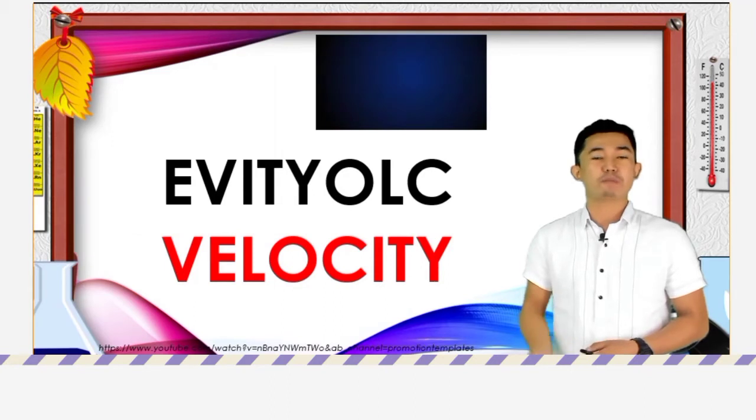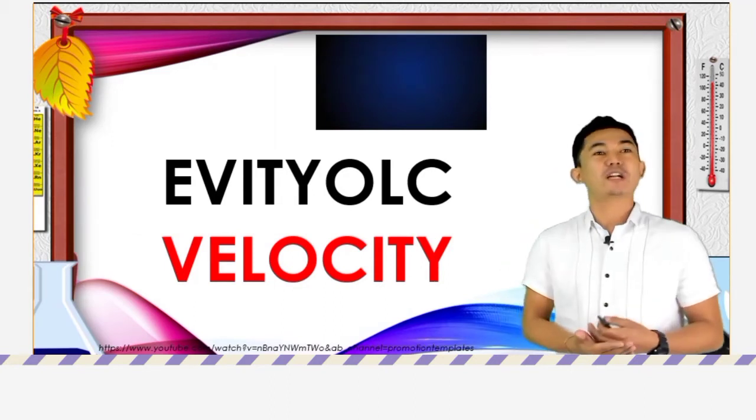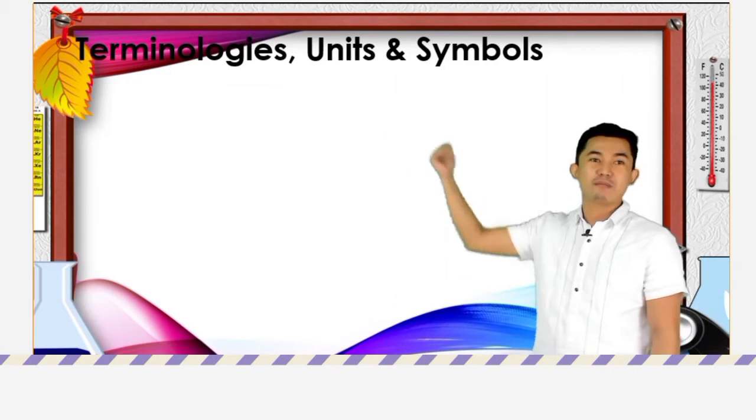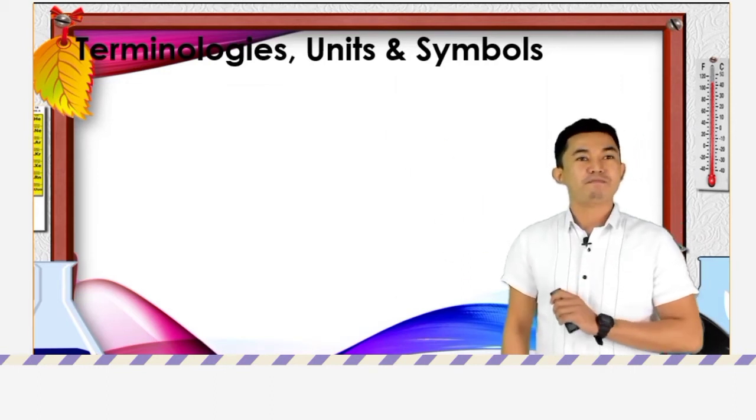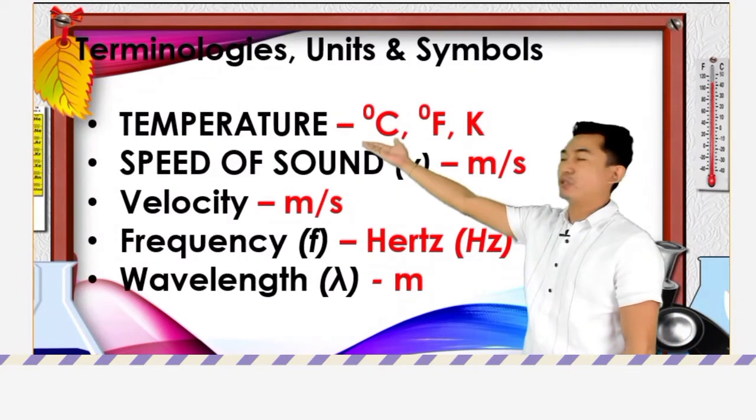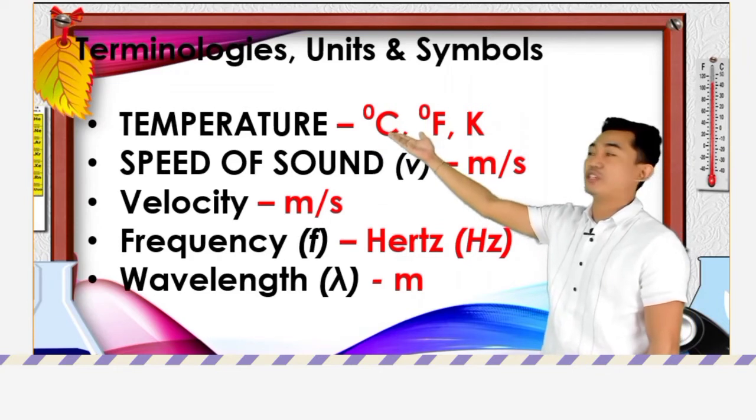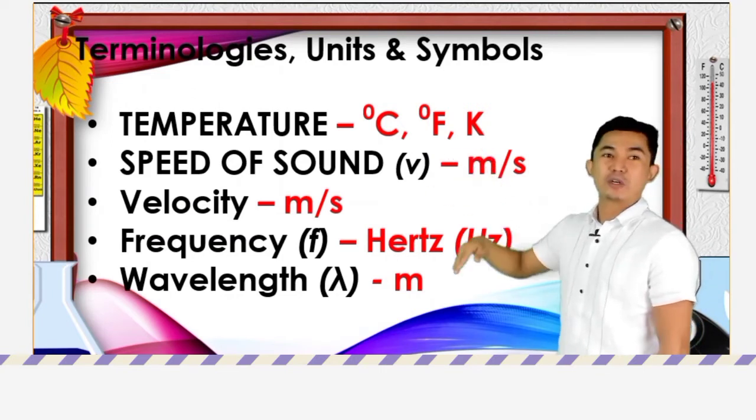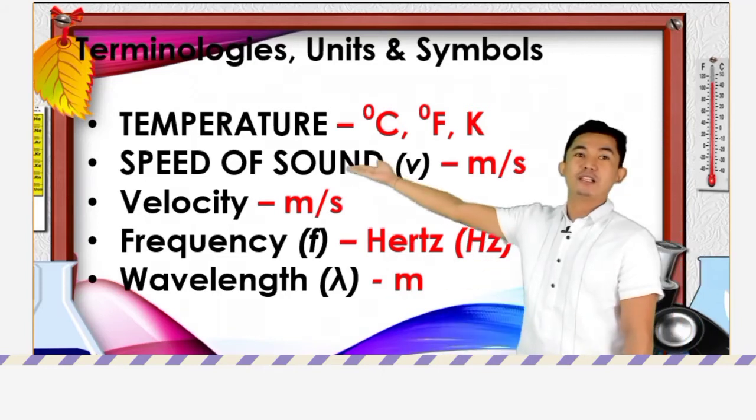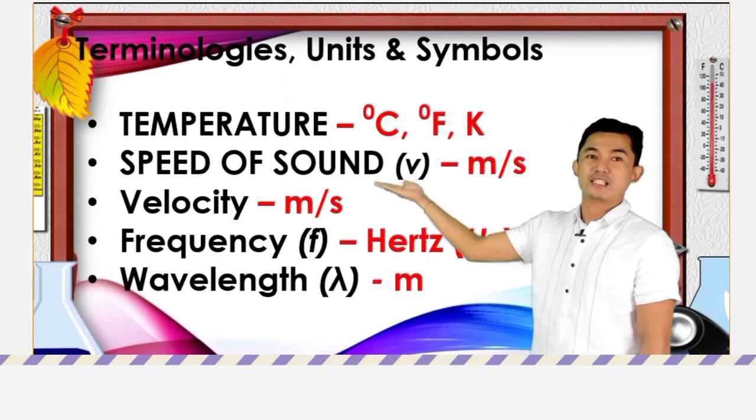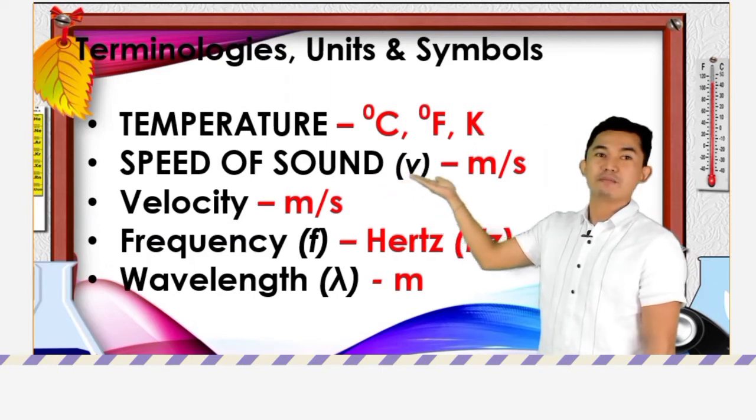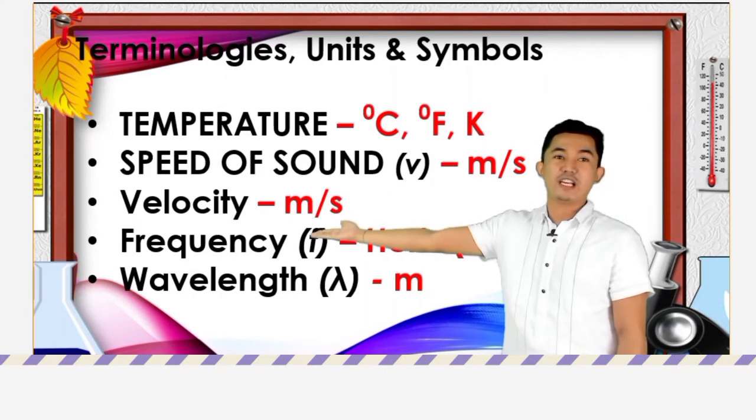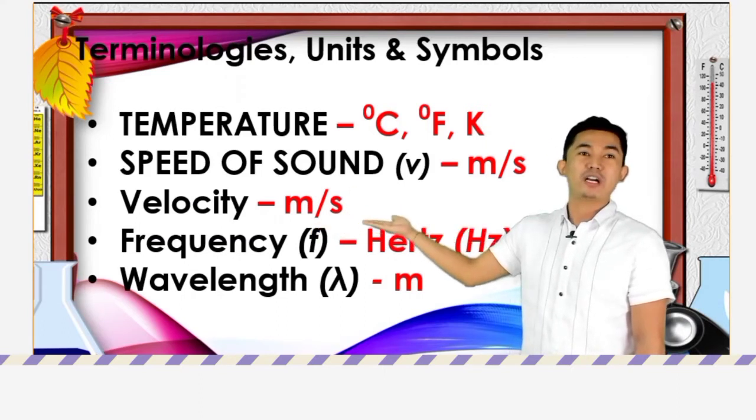Okay. Now, those terminologies are quite important in our discussion. And we will discuss those first: velocity, meter per second, and those familiar words. So let's have first the terminologies, units, and its symbols. First word is temperature. Temperature has its units and symbols, which is degree Celsius, degree Fahrenheit, and then Kelvin. Okay? How about second terminology? The second terminology is the speed of sound, which is symbolized as small letter v. And its unit is meter per second. And the third terminology is velocity, whose unit symbol is meter per second.